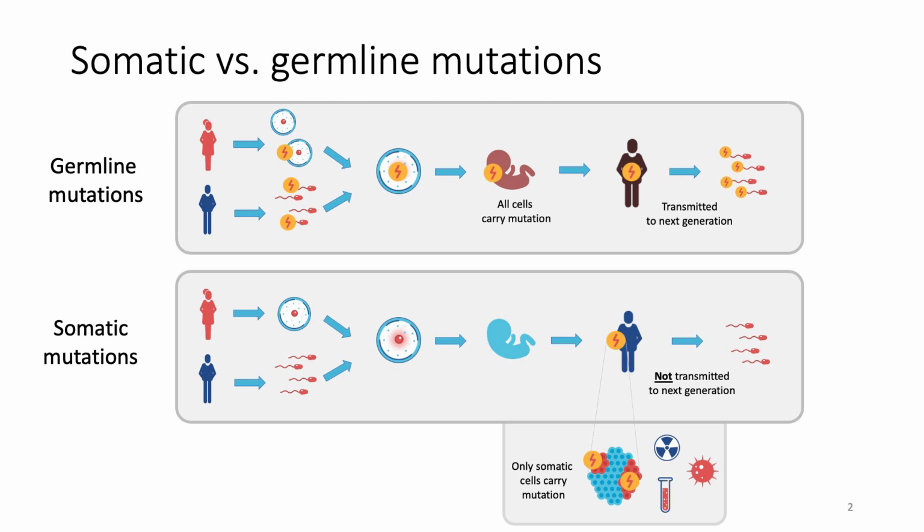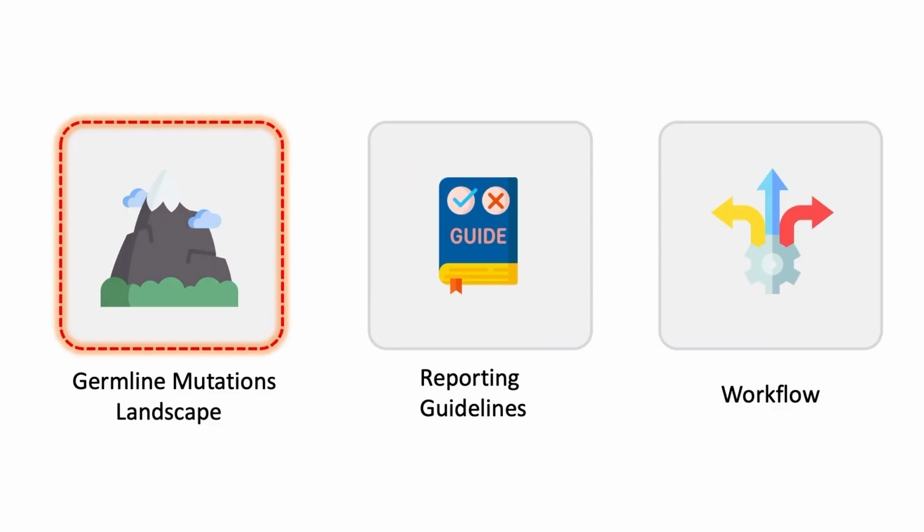Unlike the somatic mutation, which happens after the zygote stage, affects few cells, and is usually caused by environmental factors with some predisposition in germline, and usually is not transmitted to the next generation. So in my talk, in 15 minutes or so, we'll be talking about what the germline mutation landscape is. We'll discuss some reporting guidelines, and finally, we'll see how this comes together as a workflow.